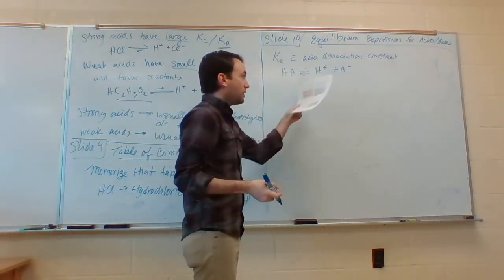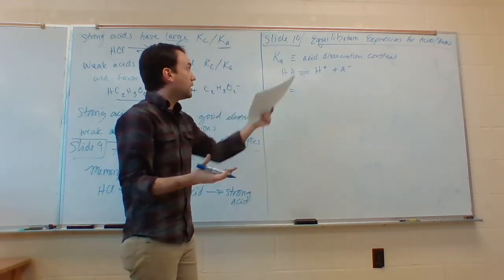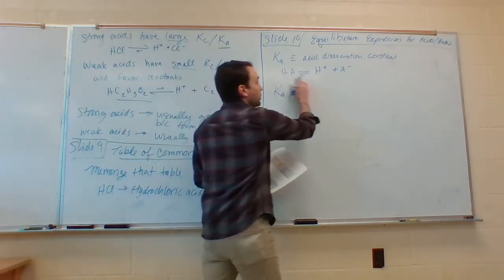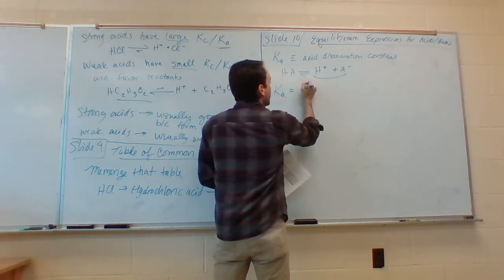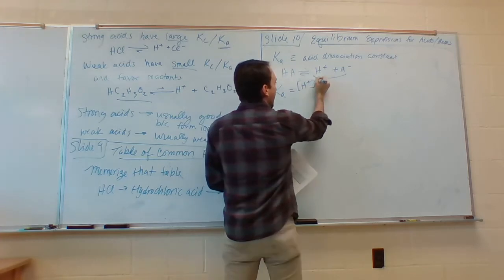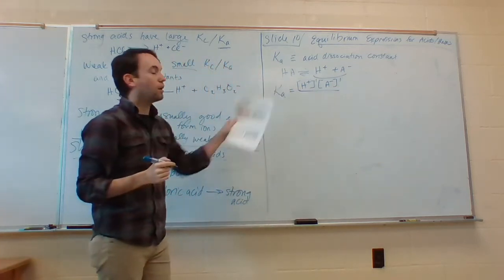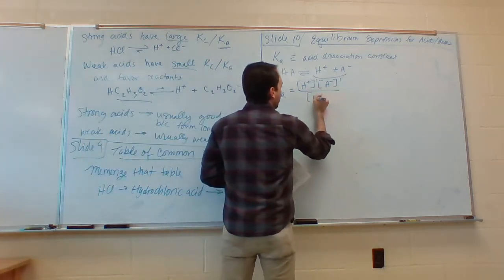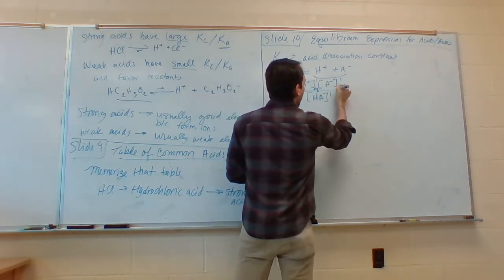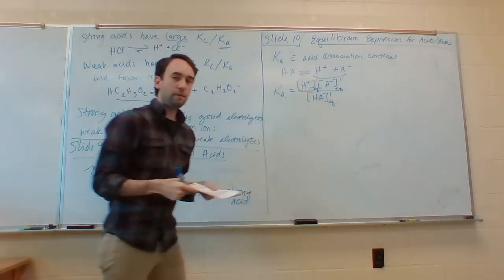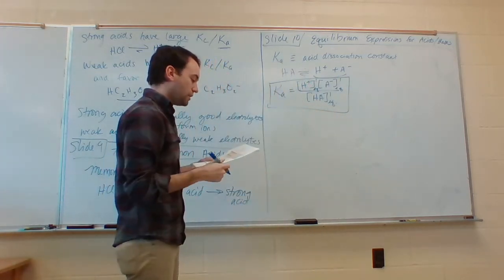If we have this dissociation, then our Ka, since it's an equilibrium constant specifically for acid dissociation, has our ions on the right, so that means we're going to have products. So our concentration of H+ to the first, concentration of A- to the first, all over our reactants: the concentration of HA to the first, all at equilibrium. That is how you define your acid dissociation constant.